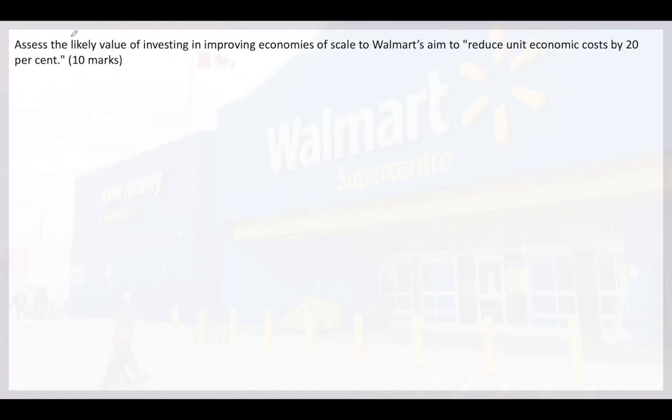So on to the question, likely value of the first part of the hook, that's an H, investing in improving economies of scale. We're going to aim to look at what that is in the case study, and we know that it is linking to this cost reduction. So we know that needs to come up in our chains of argument.